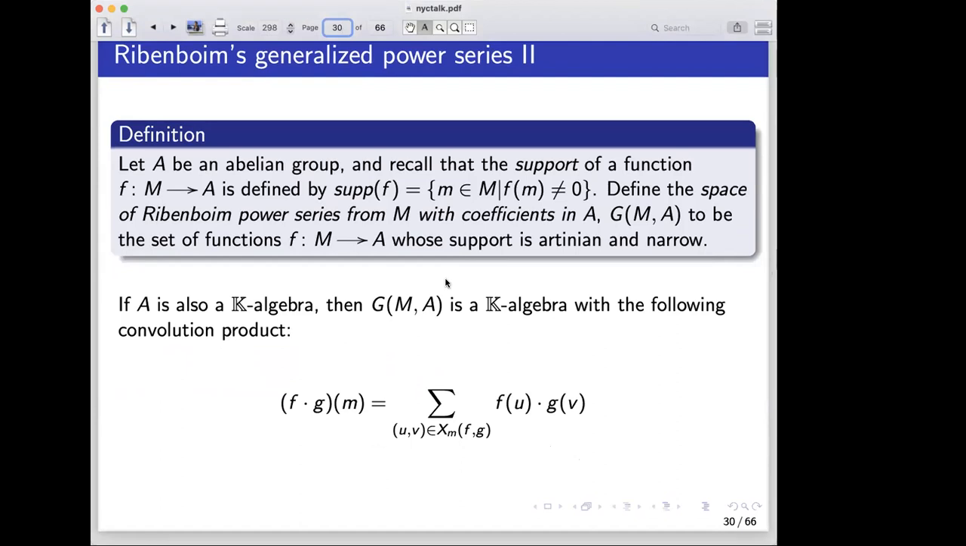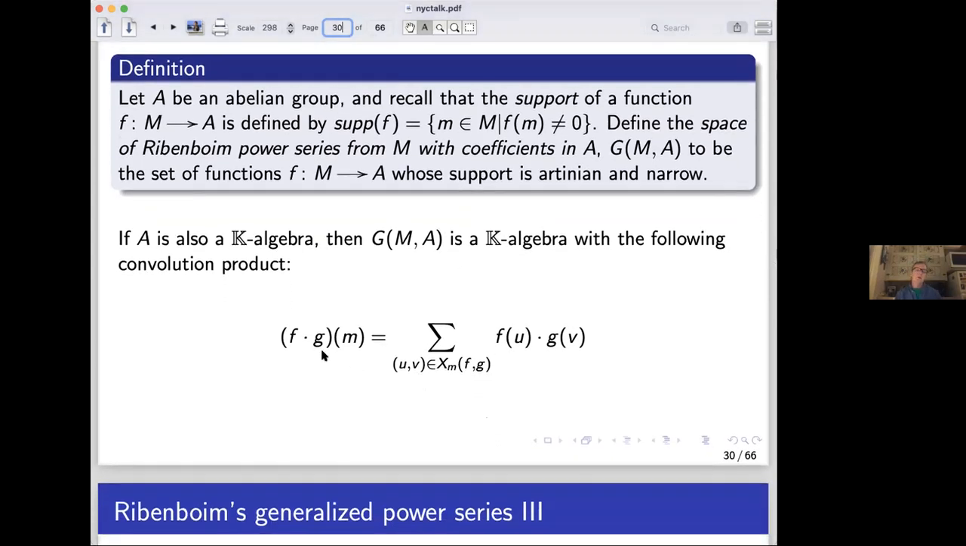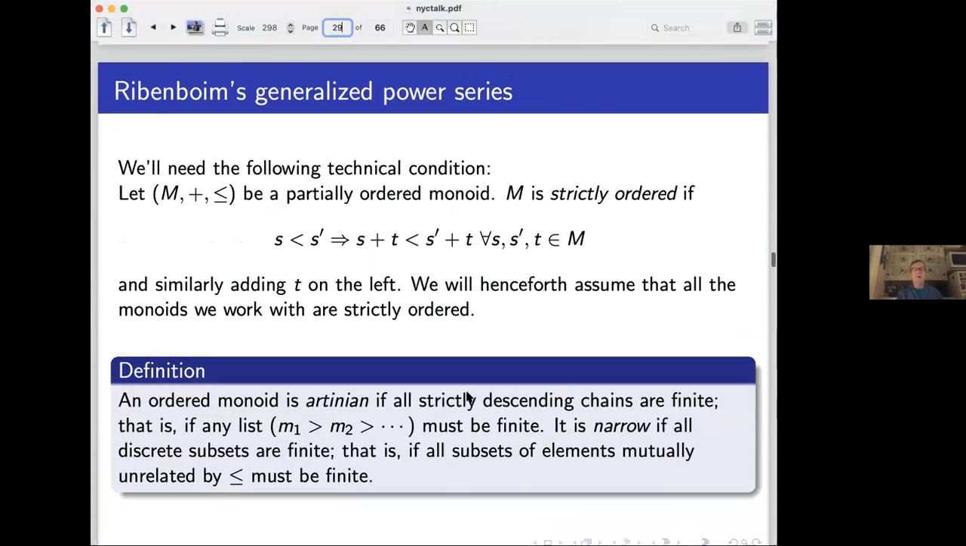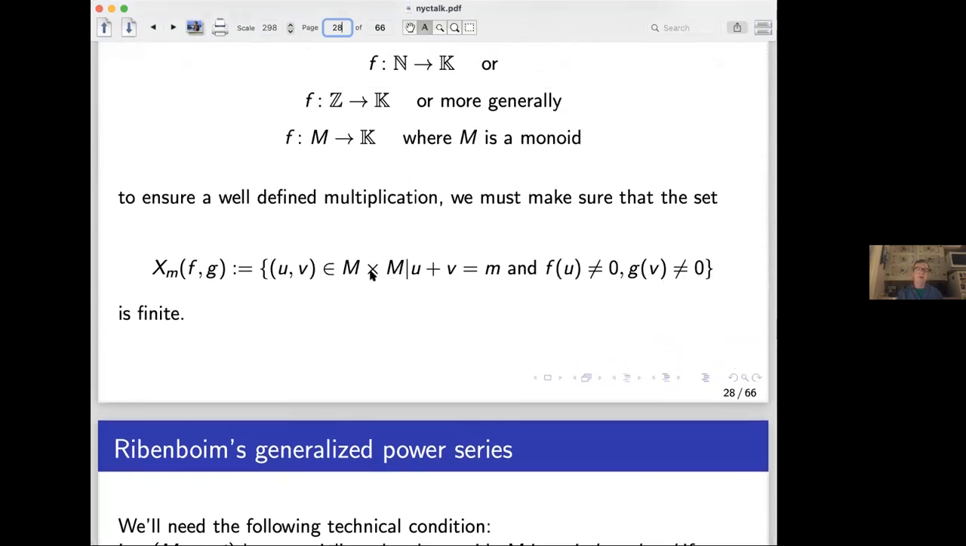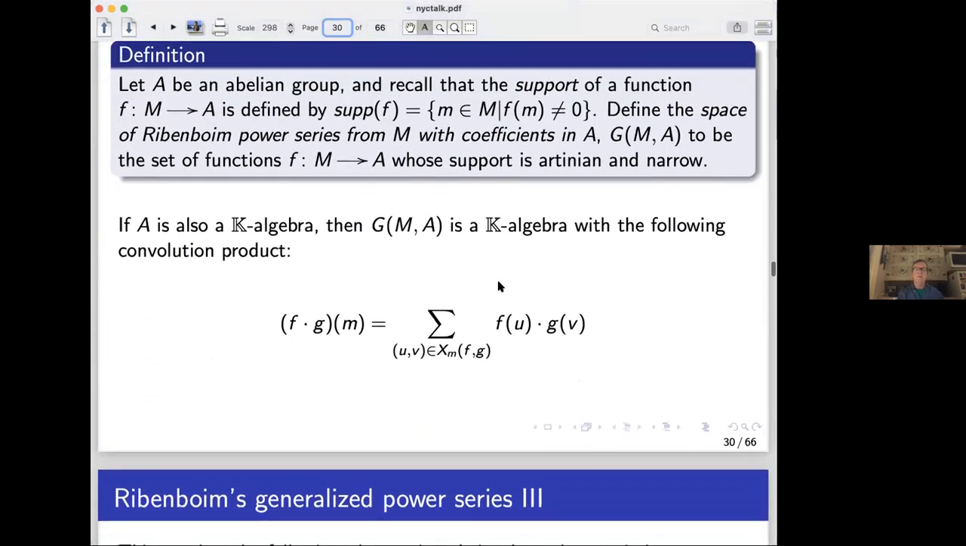Let A be an abelian group, and if I have a function f from M, a monoid, to A, we'll say that its support is all those things in M which don't get sent to zero. Then the space of Ribenboim power series from M with coefficients in A is just the set of functions from M to A where the support is Artinian and narrow. And we'll call that G of M, A. And so G of M, A is going to be a ring. If A is a K-algebra, it's a K-algebra, but in particular, it's a ring. And the multiplication is defined by (f times g) applied to m is the sum of f of u times g of v such that the properties I described a minute ago hold: f of u is not 0, g of v is not 0, and u plus v adds up to m. So that's what this formula here is saying.